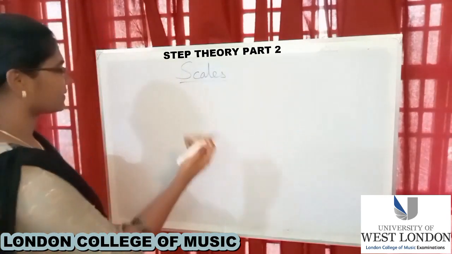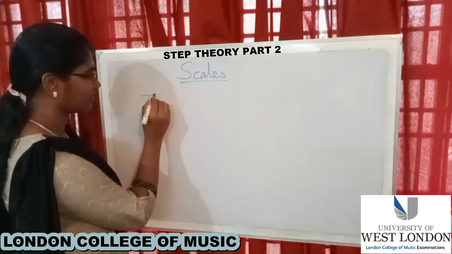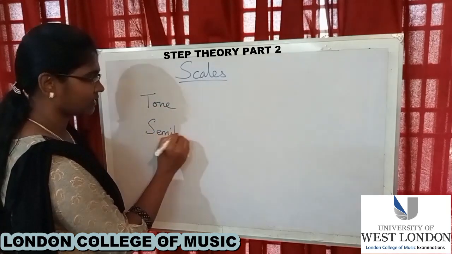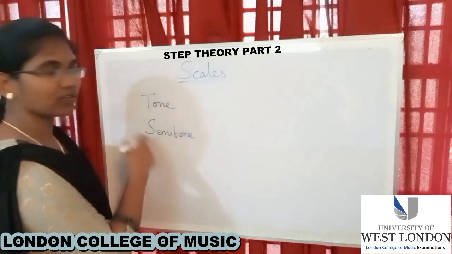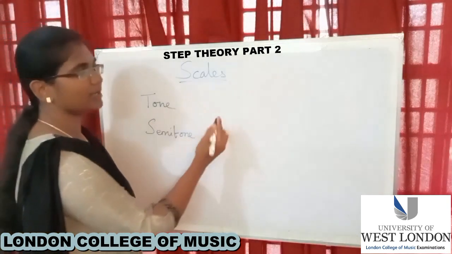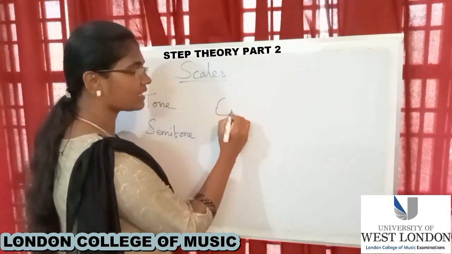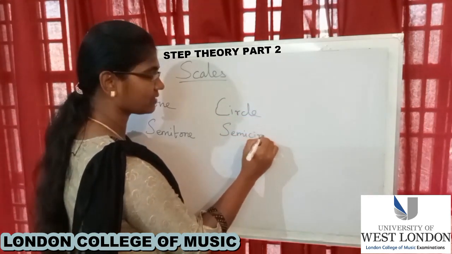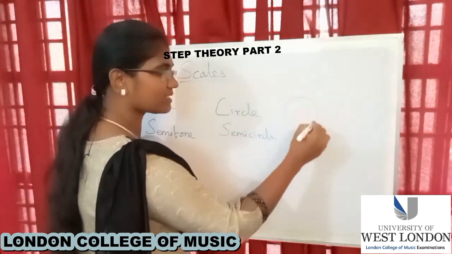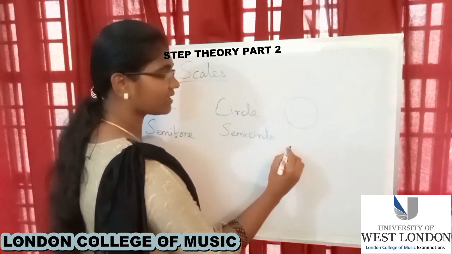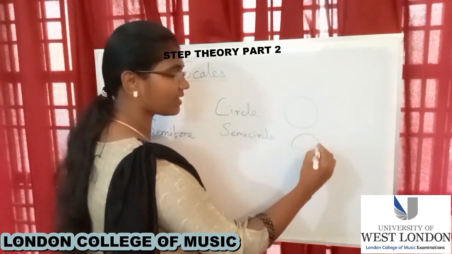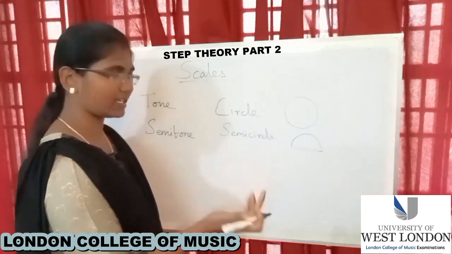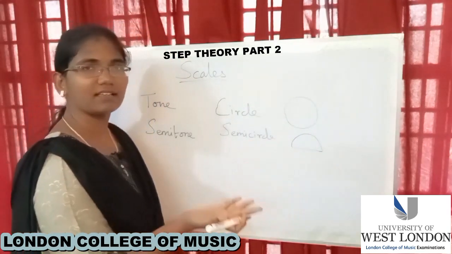Okay, see, tone and semitone. Observe these notes clearly. Circle and semicircle we all know, right? Circle means the whole circle, semicircle means half of the circle, right? So 2 semicircles equal 1 whole circle, right? Semicircle means half circle.